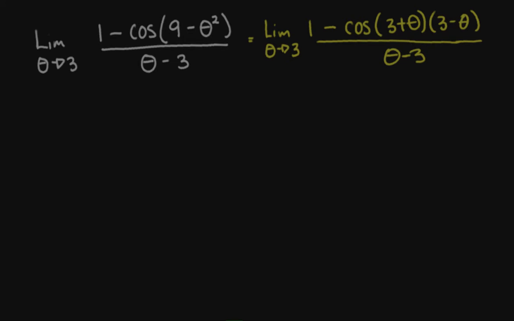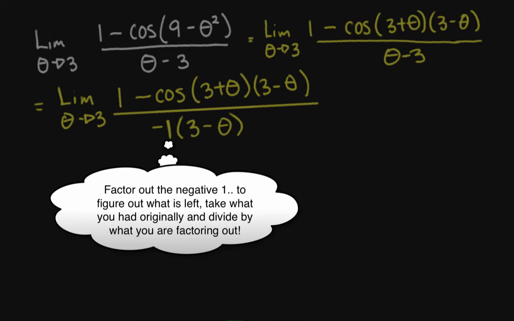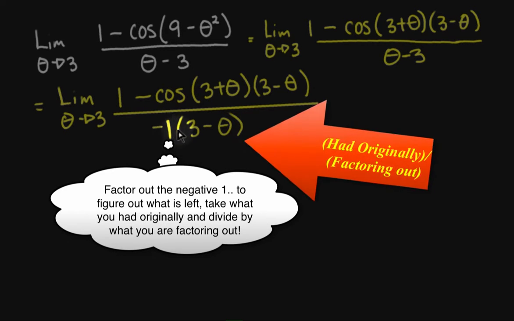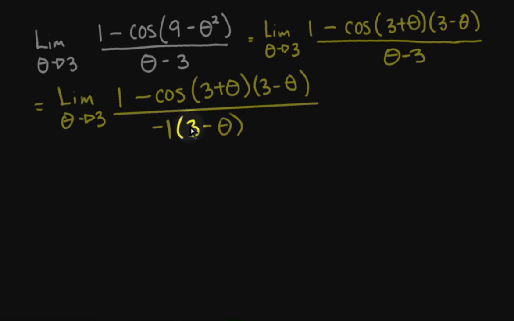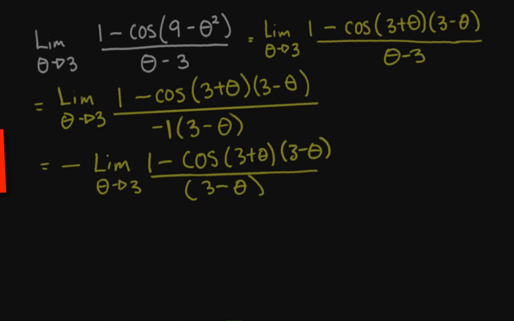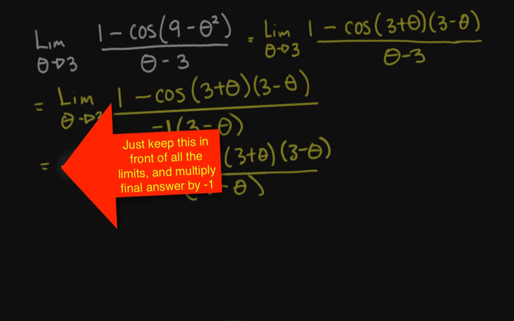So what we've got to do is a little algebra. We've got to factor out that negative sign. Okay, so we factor it out of both of those to figure out what's left. Take what you had originally and divide by the negative 1, you get negative theta. Negative 3 divided by negative 1 gives you 3. So now we can pull that out in front of the limit sign.